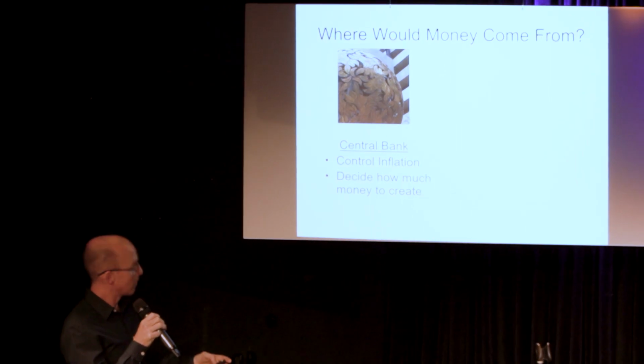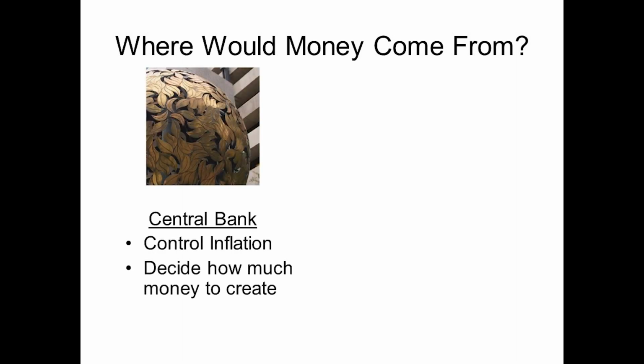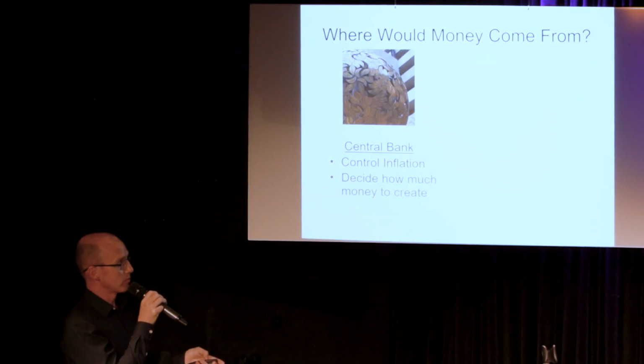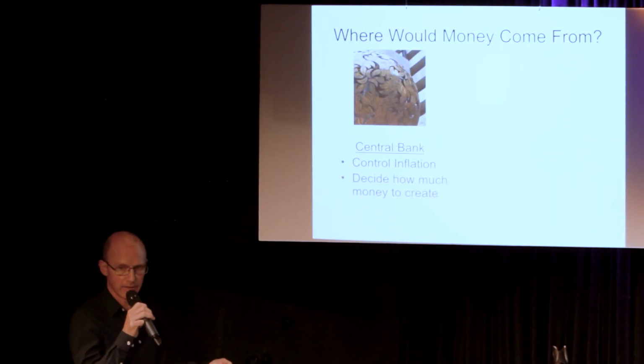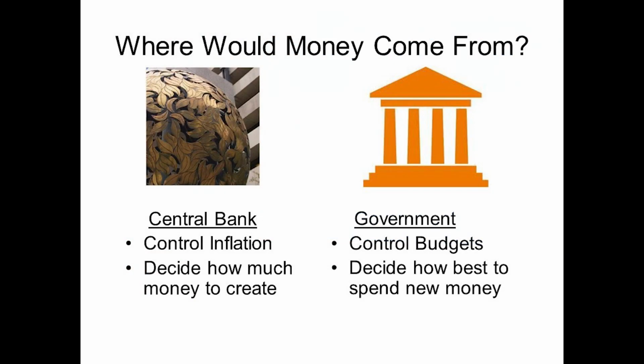So, I'm going the wrong way, am I? Where would money come from? Is the next question. So the central bank would decide how much money to create. They would control inflation, and they would look at things like population growth, which would be a big one, and decide how much money to create. And they would just type that into the government's bank account. And from there, the government would control budgets and also just decide how best to spend new money.